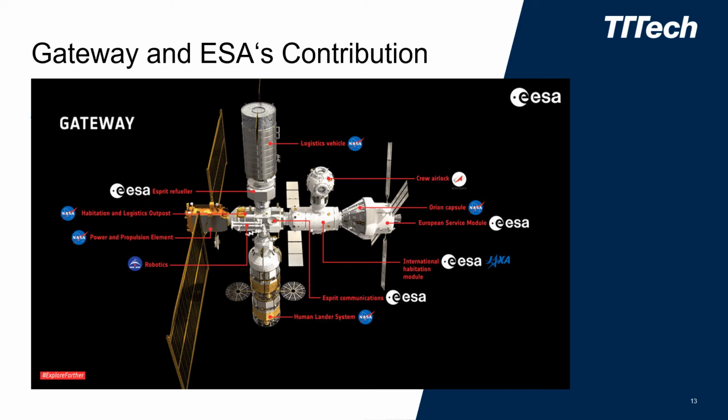As you probably all know, ESA makes significant contributions towards the Gateway. First of all, with the ESPRIT module, which combines communication and the refueling module. And then the International Habitation Module, or I-Hab, which is developed by ESA together with JAXA, the Japanese Space Agency.